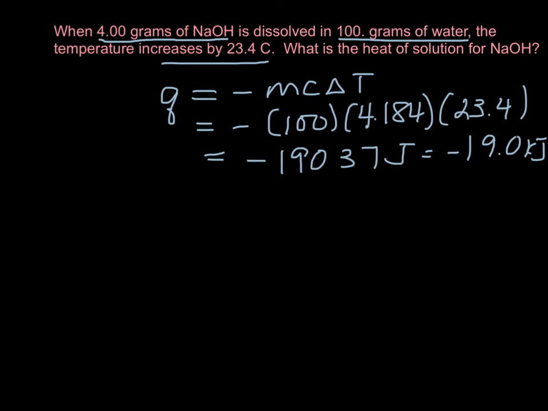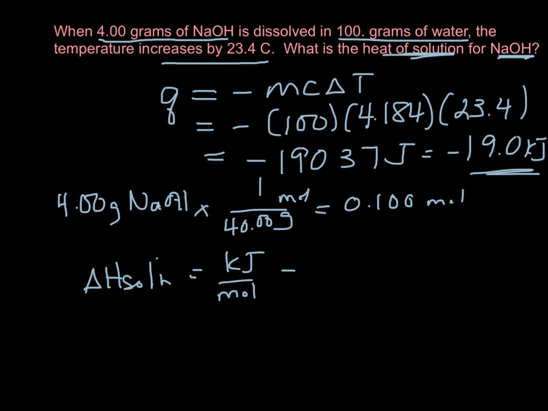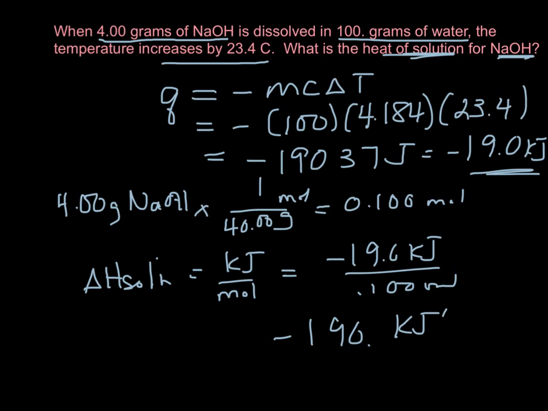Because remember, heat of reaction is going to be in kilojoules per mole of NaOH. So we've got the kilojoules, now we need the per mole. So we take the 4 grams of NaOH and change grams to moles. Sodium hydroxide weighs 40, so you get 0.1 mole. So your heat of solution now is kilojoules per mole. So it's negative 19.0 kilojoules over 0.1 mole. So negative 190 kilojoules per mole. So you release 190 kilojoules every time you dissolve 1 mole of sodium hydroxide.